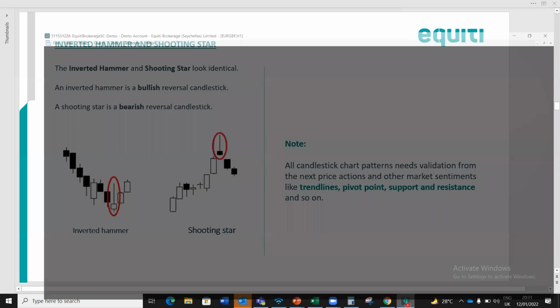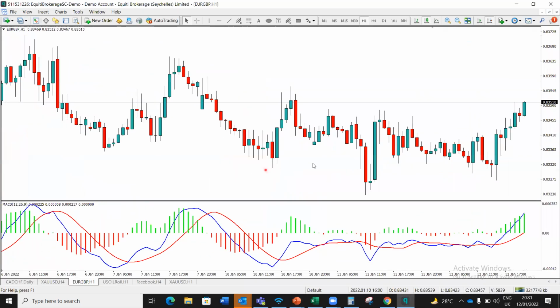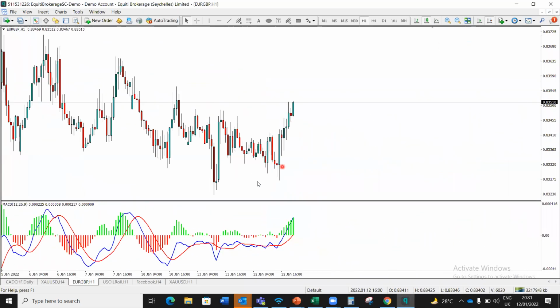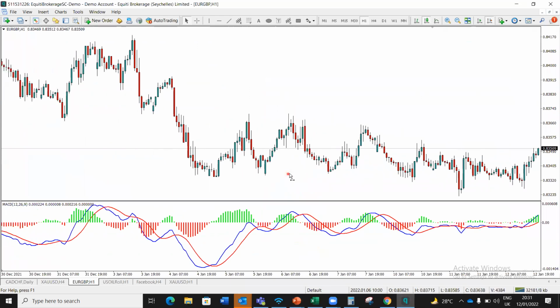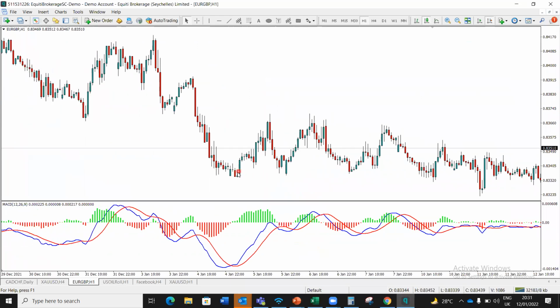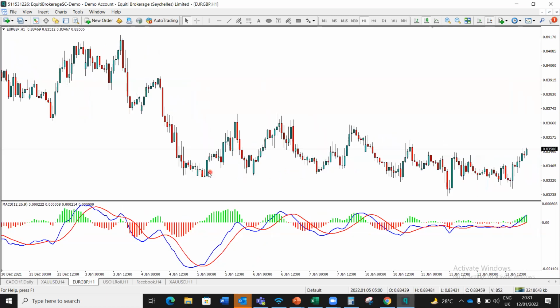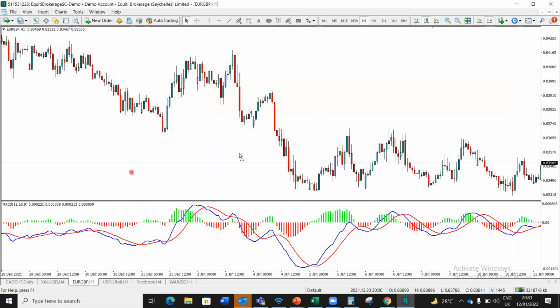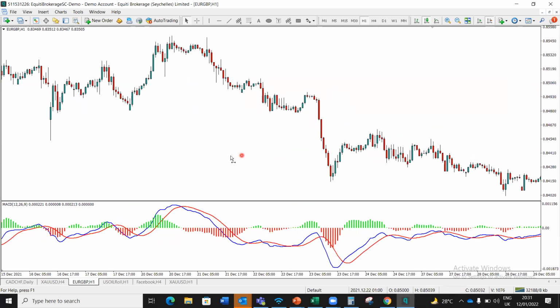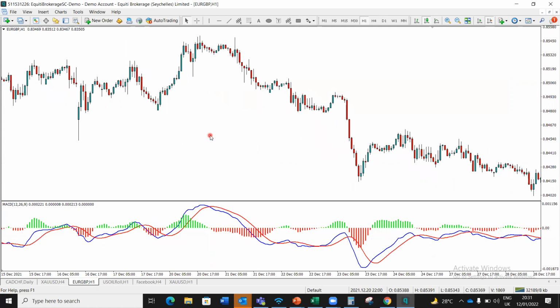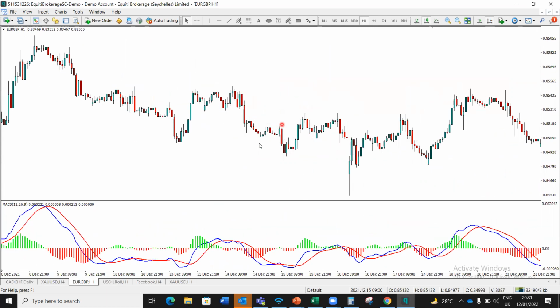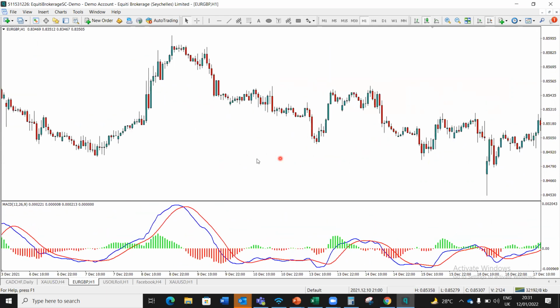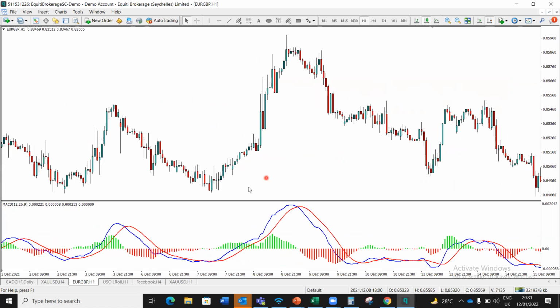Okay, so let's see if we could find any on the market. Let's see if we could find any. This is what we call a bullish engulfing pattern, so we will come to that. We will come to the bullish engulfing pattern very shortly. So I'm trying to see if I could find the hanging man, or the shooting star, or the hammer.